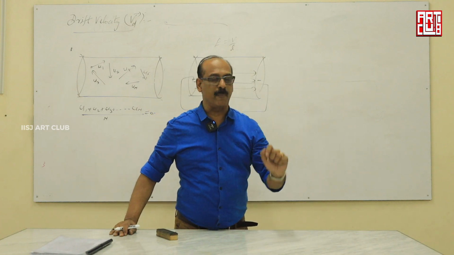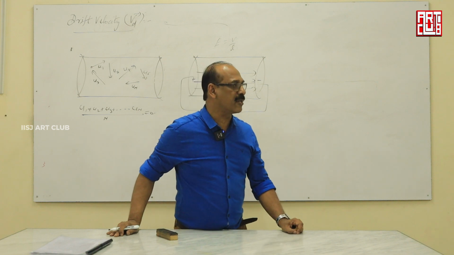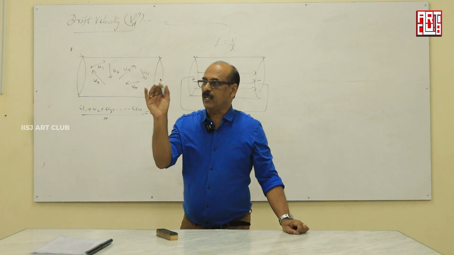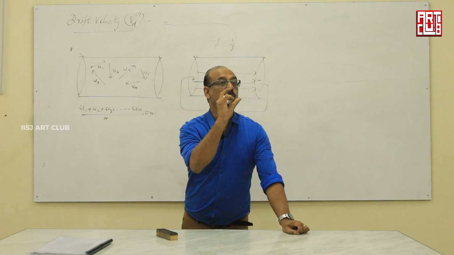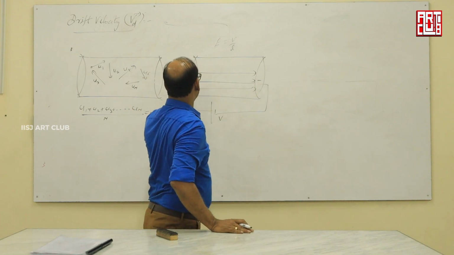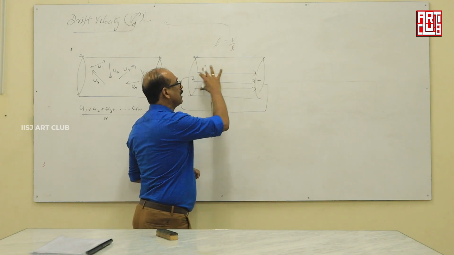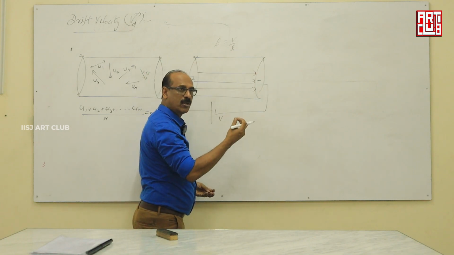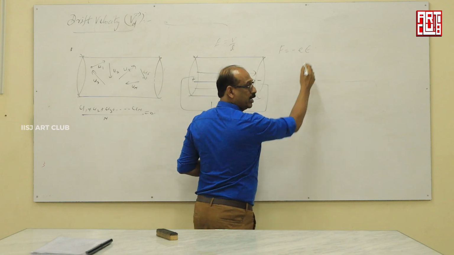When there is a uniform electric field, we know every electron experiences a force, right? What is the meaning of electric field intensity? Force acting on a unit charge. Clear? So this will develop an electric field E. That means every electron in this conductor will now experience a force. That force is minus eE.